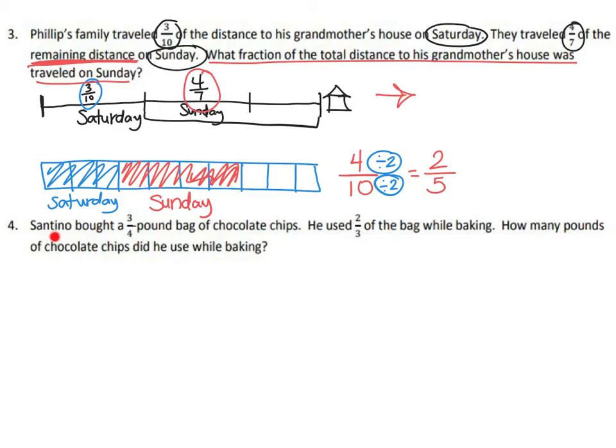Read it with me. Santino bought a 3/4 pound bag of chocolate chips. He used 2/3 of the bag while baking. How many pounds of chocolate chips did he use while baking? Let's read it sentence by sentence. Santino bought a 3/4 pound bag of chocolate chips. So first, let's draw our tape diagram. And we're going to split it into 3/4 because he had a 3/4 pound bag.